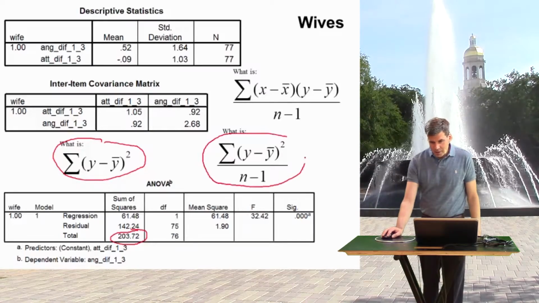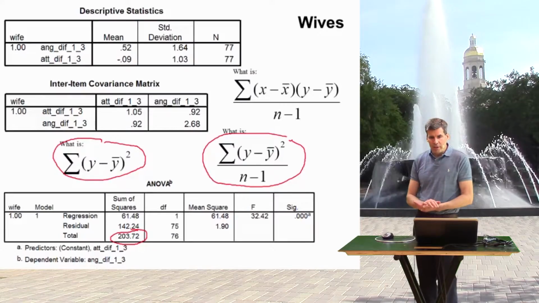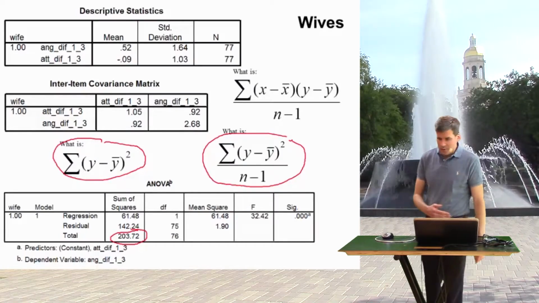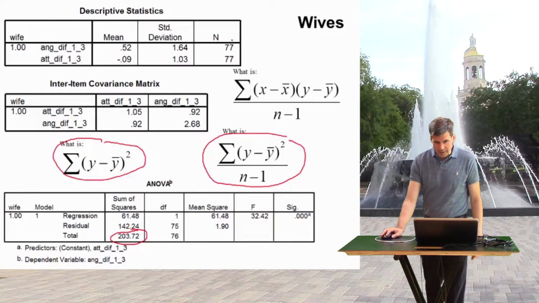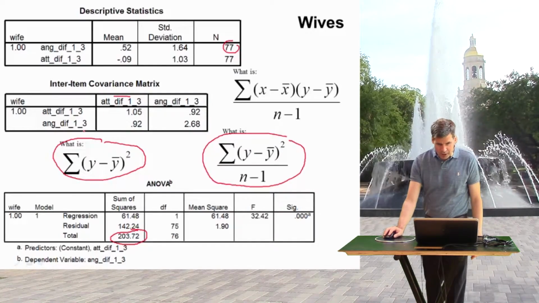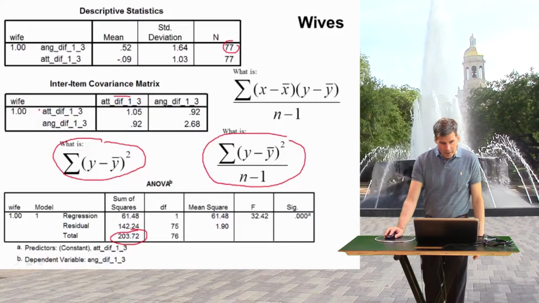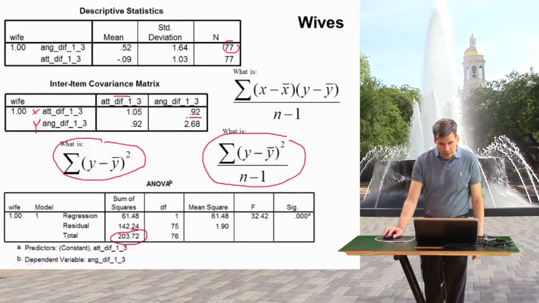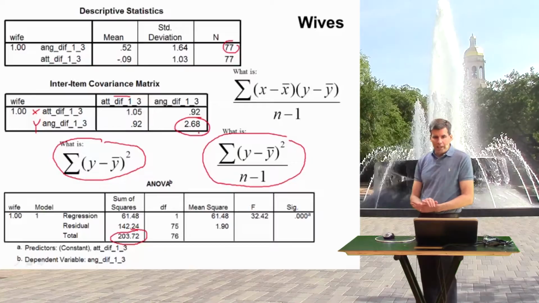What is our sums of squares divided by degrees of freedom, which is the same thing as our variance? What is our variance? You could take 203.72 divided by our degrees of freedom, n minus 1, 77 minus 1. Or you could simply look at our variance covariance matrix here. Now we want to keep track again, what is x and what is y? Attribution, that's our x variable. Anger is our y variable. And so right here, 2.68, that is the variance for y.